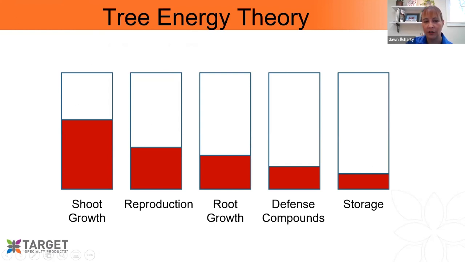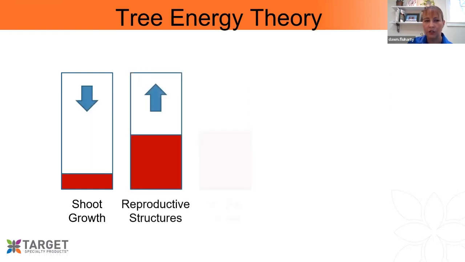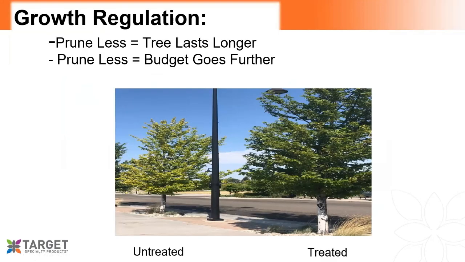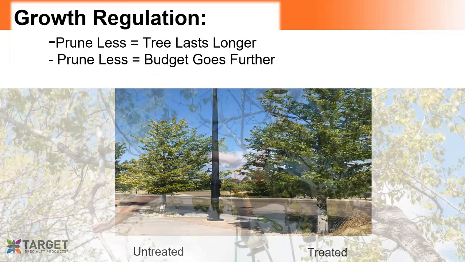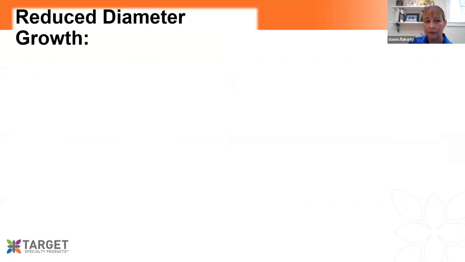Tree puts most of its energy into shoot growth and then some into reproduction, root, defense, storage. Well, what happens when we reduce that shoot growth? It has all that energy it has to redistribute. And a lot of it goes into defense compounds, more so than anything else. Don't get me wrong, I love the fine root hair growth for the drought and getting up water, but a lot of it goes into those defense compounds. So with that being said, yeah, we prune less, but more so we get things like reduction of diameter growth.